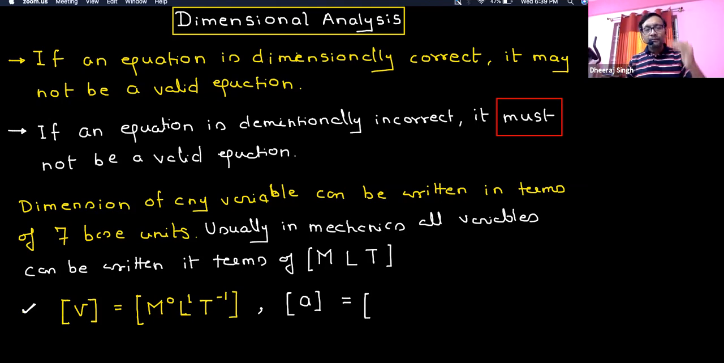Acceleration is length divided by time square. So M to the power 0, L to the power 1, and T to the power -2. Very good. All of you getting it? All of you understood, right? Example of the dimension of velocity and dimension of acceleration. Fine. Okay.